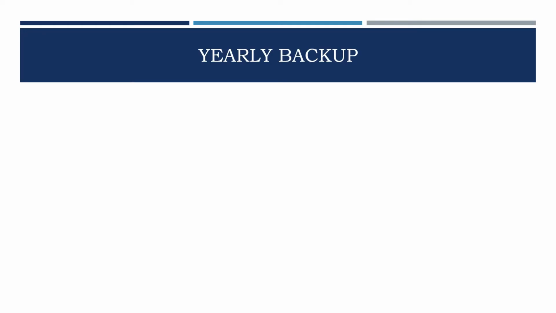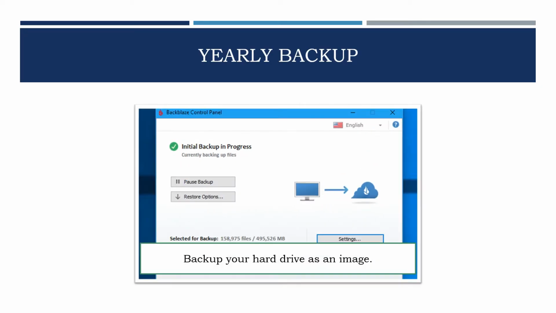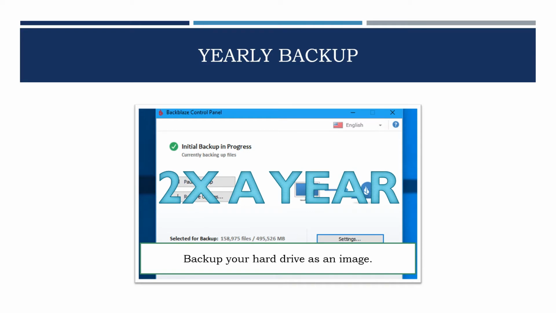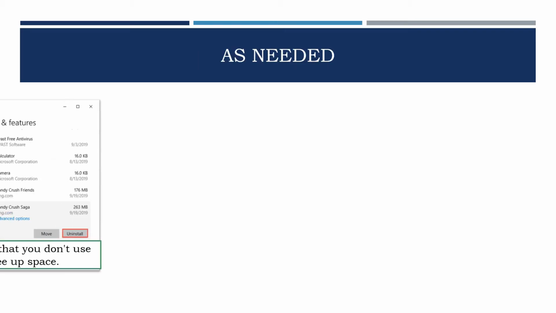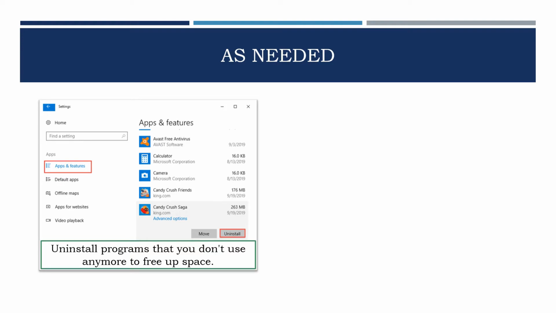How to perform yearly backup. Back up your hard drive as an image, so if your PC ever crashes, you won't have to reinstall from scratch. It should be done twice a year just to be safe. How about for as needed? Uninstall programs that you don't use anymore to free up space.